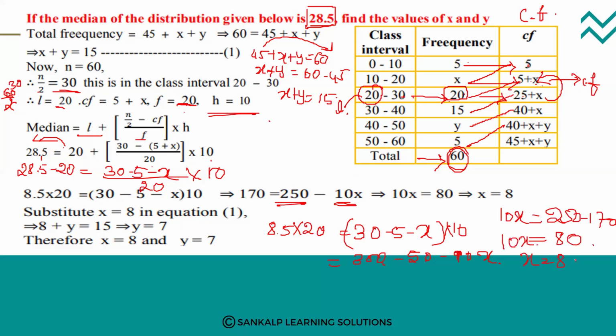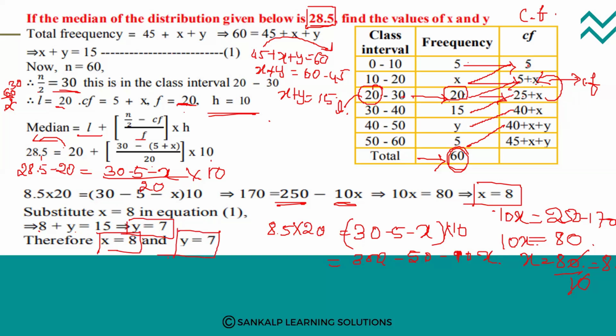X is equal to 80 divided by 10. 0 and 0 will get cancelled. Therefore, x value is 8 here. So this is the value of x. Now substitute the value x is equal to 8 in equation 1. Why? Because in order to get the value of y, equation 1 is x plus y is equal to 15. X value is 8 here, so 8 plus y is equal to 15. Transfer this 8 to this side. Then y is equal to 15 minus 8, that is y is equal to 7. Therefore, x is equal to 8 and y is equal to 7.